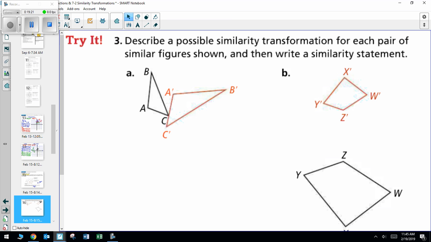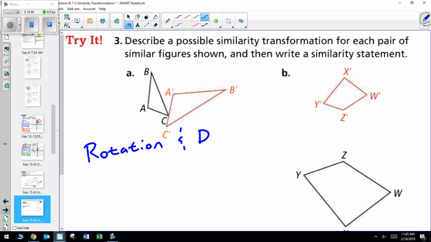A rotation and a what? A rotation and a dilation, right? Can we see that? If I turn this triangle, it's in the same orientation and they look to be the same, but it's bigger, so it has to be dilated as well. So this one, I would say, the rotation and a dilation.